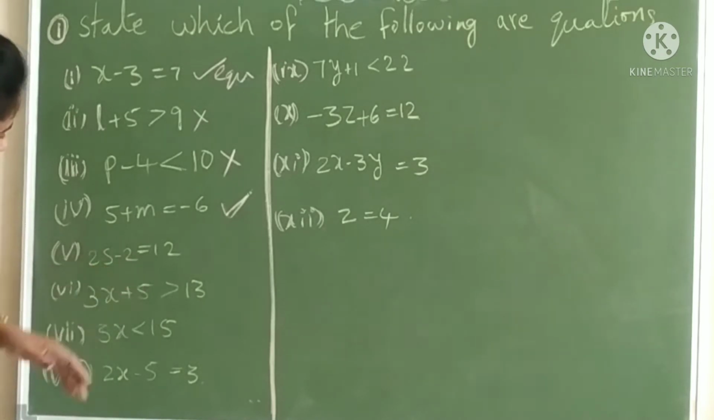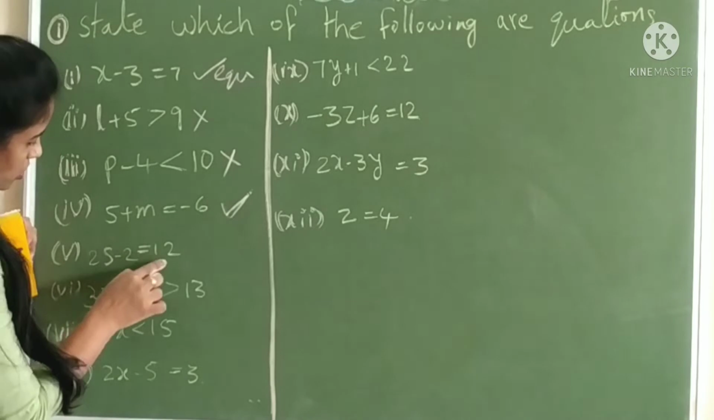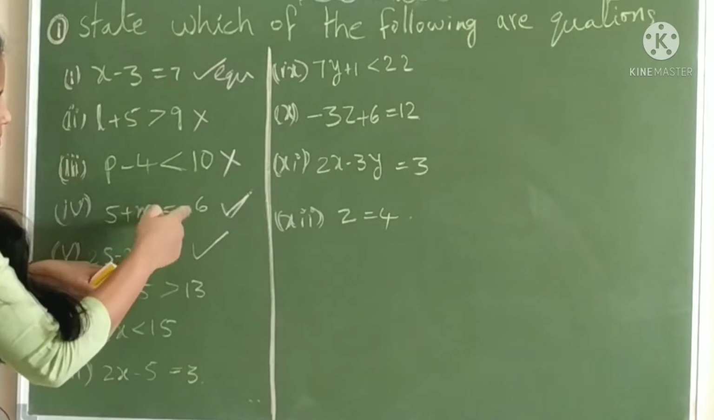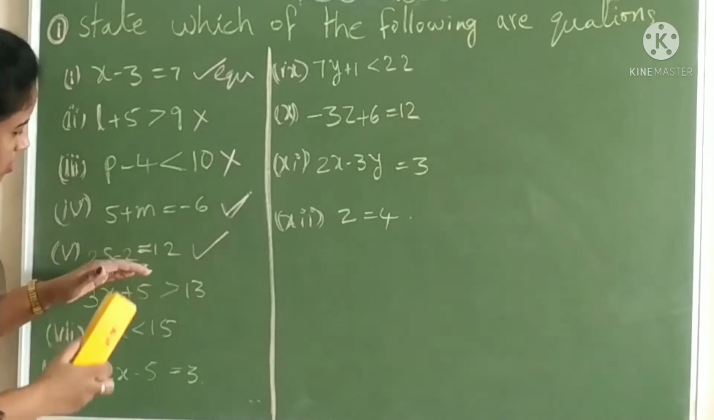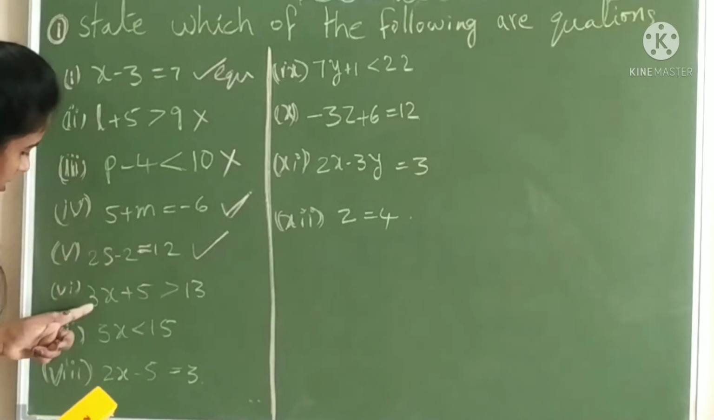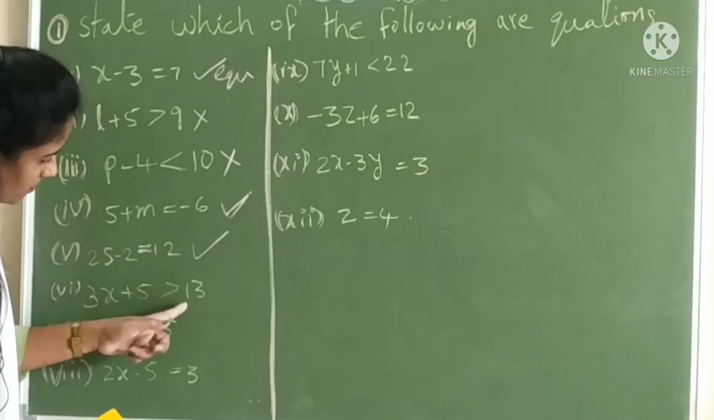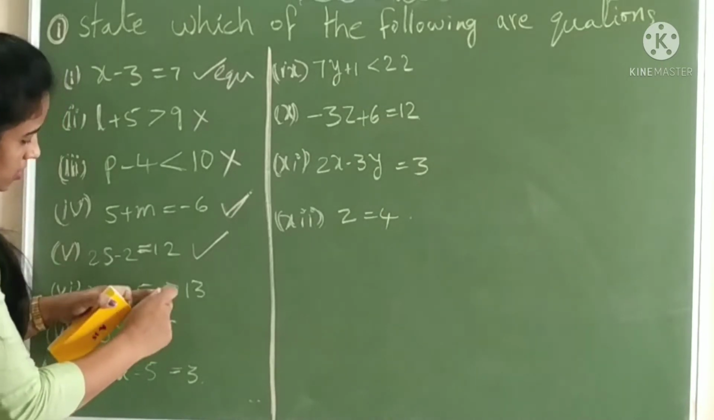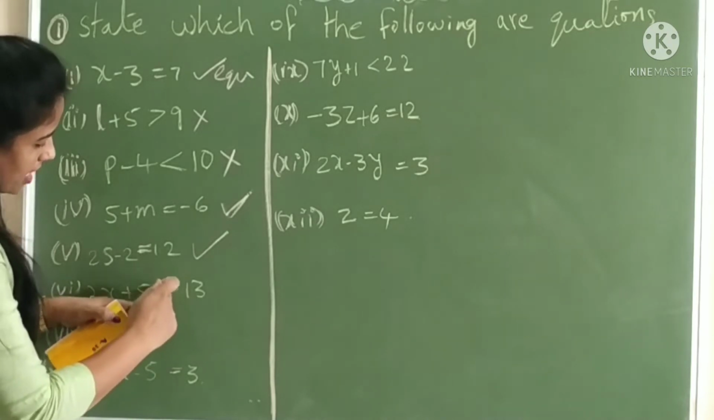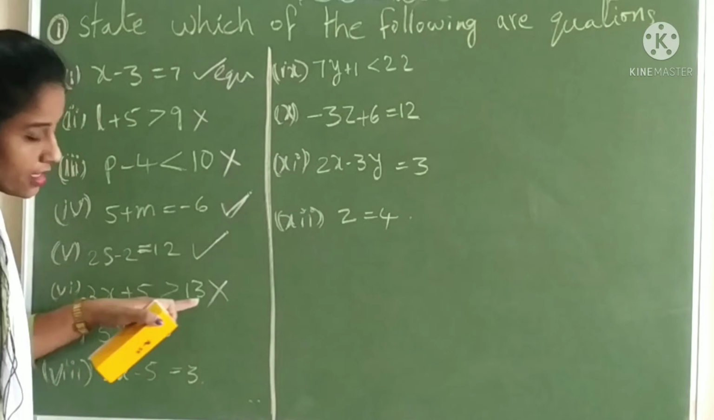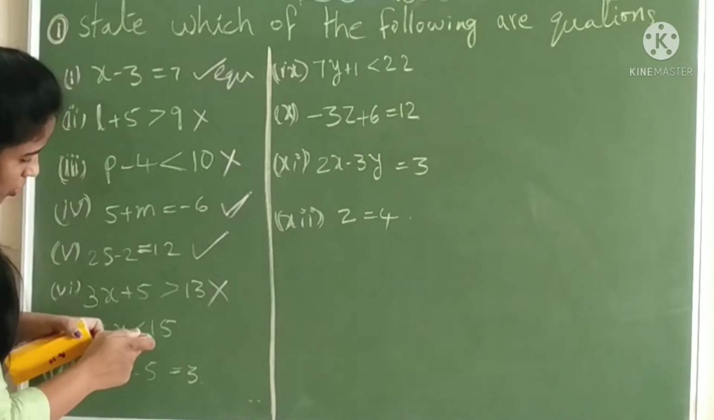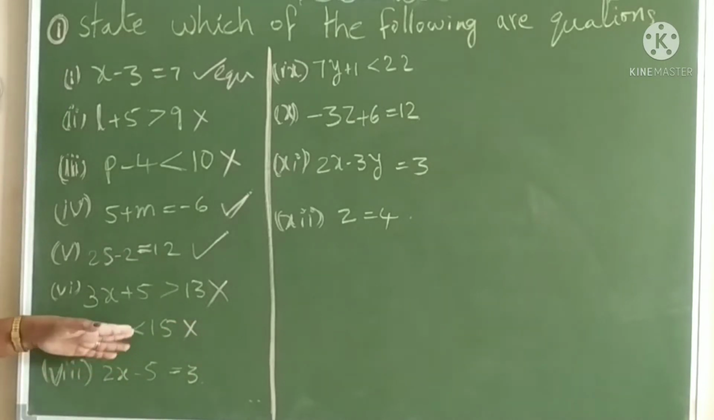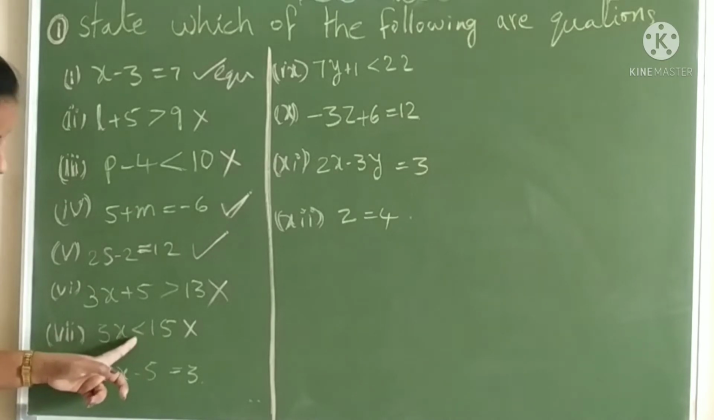2x minus 5, 2x minus 2 is equal to 12. Is it an equation or not? Yes, it has an equal sign, so this is also an equation. And 3x plus 5 is greater than 13. This is not an equation. Why? Because it has no equal sign, only a greater than sign. 3x plus 2 is less than 15. This is also not an equation, because these two expressions don't have an equal sign.